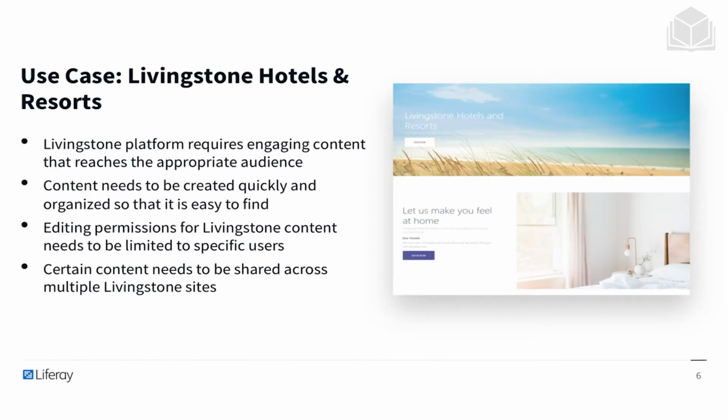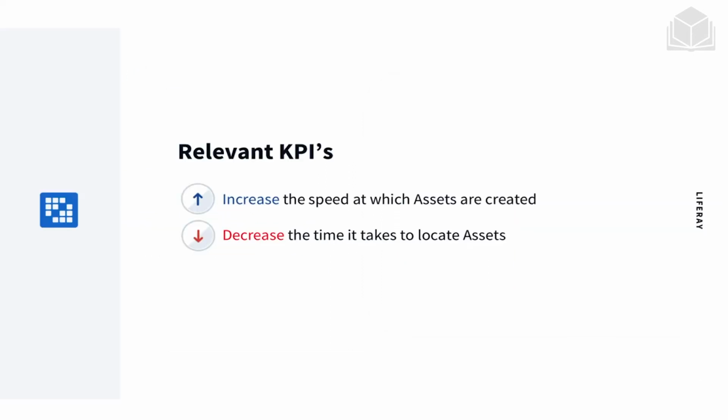Let's imagine the following use case for Livingstone Hotels and Resorts. The Livingstone platform requires engaging content that reaches the appropriate audience. The Livingstone team wants content to be created quickly and organized so that it is easy to find. They also want to limit the ability to edit permissions for Livingstone content to specific users. Finally, they want to share certain content across multiple Livingstone sites. Some KPIs, or key performance indicators, that they would like to focus on are increasing the speed at which assets are created and decreasing the time it takes to locate assets.